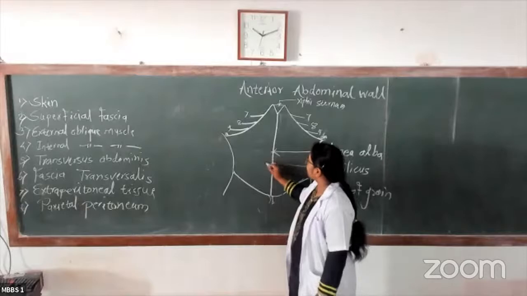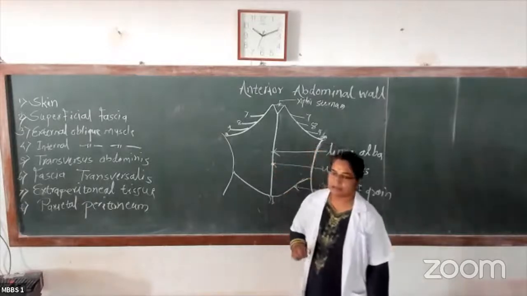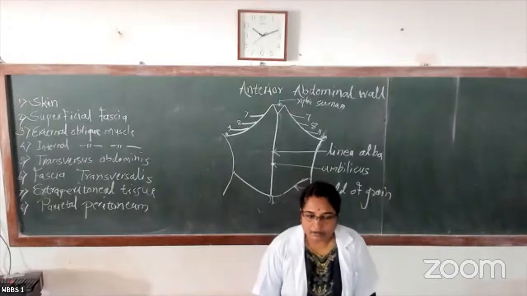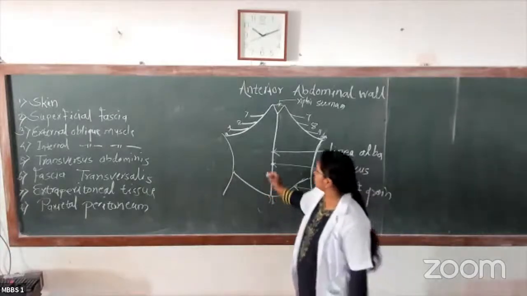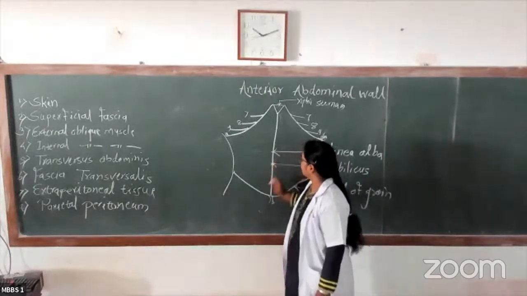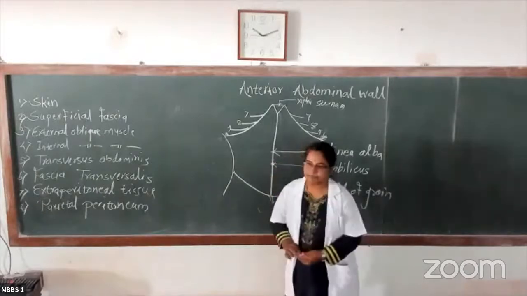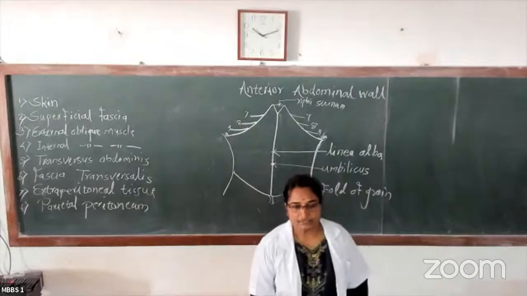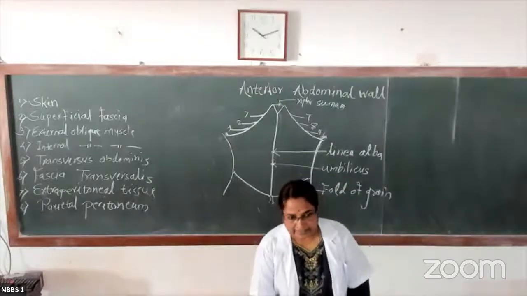Now, the skin around the umbilicus: its nerve supply is by the segment T10. So the skin is supplied by the nerve T10.